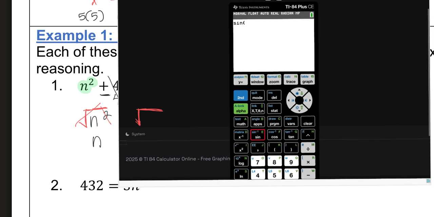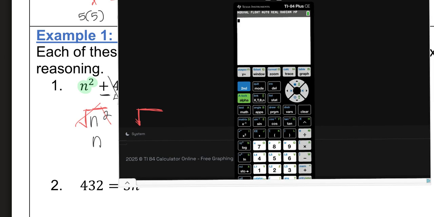We are going to use our square root button, which is on that square button we used last unit. Right here, it's in blue. So we're going to hit our second key and then that square root key, and then type in 400 and hit enter. So that gives me 20, okay?